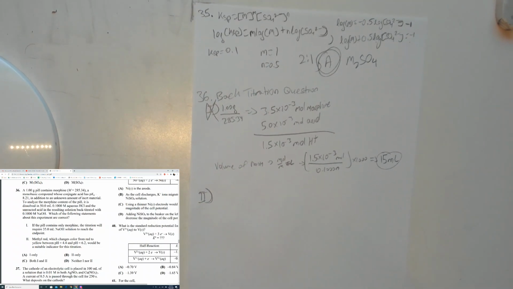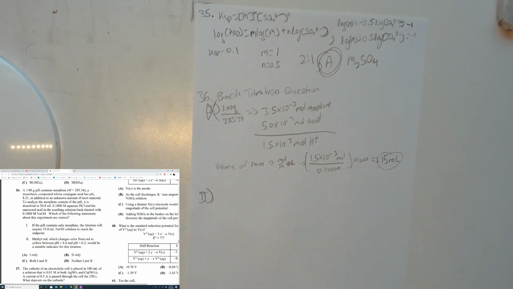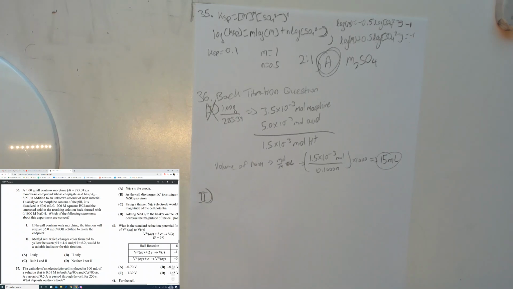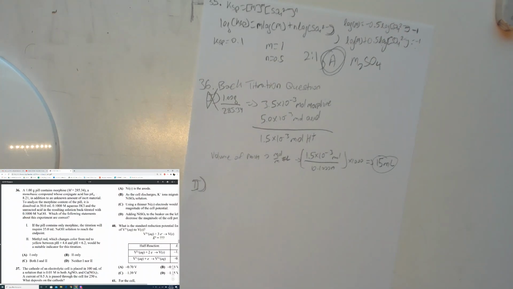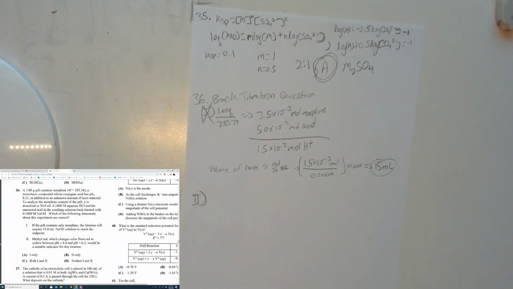Now let's go to number 2. Methyl red, which changes color from red to yellow between pH 4.4 to 6.2, would be a suitable indicator for this titration. Yes, so essentially the goal here is that as we add NaOH, at the equivalence point you want a color change.